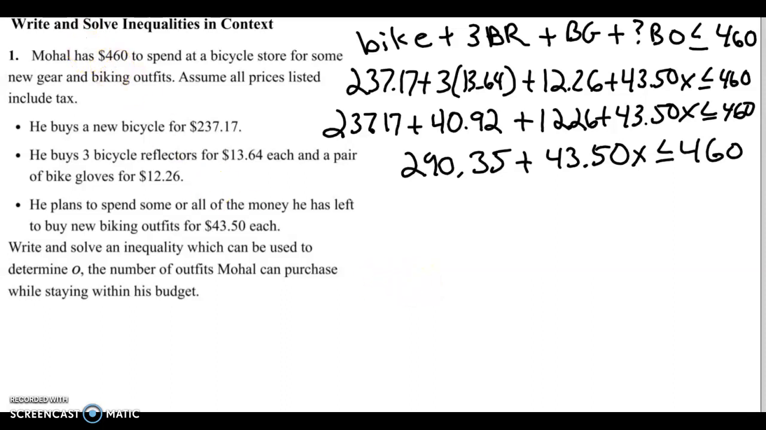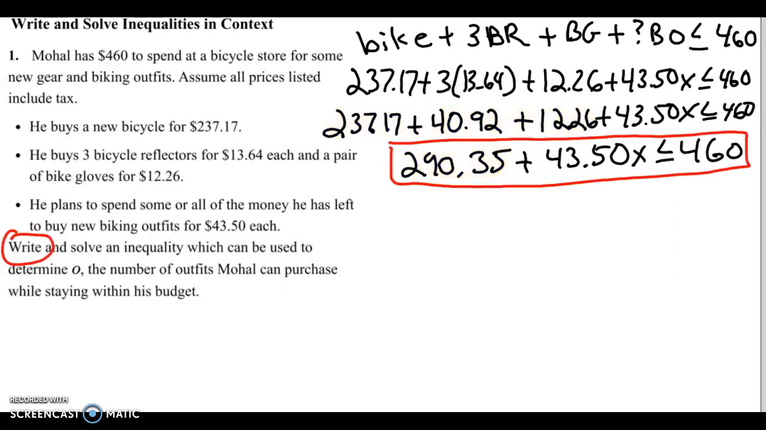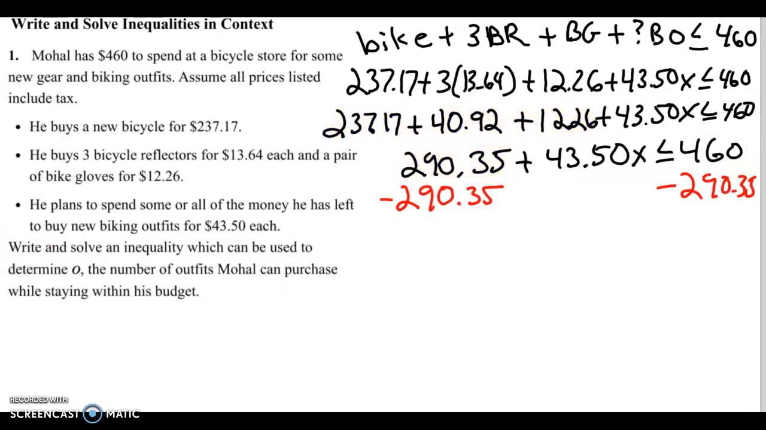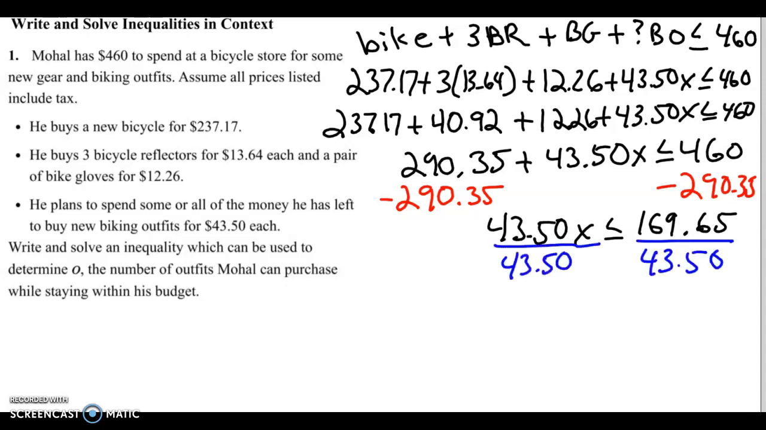All right, and now we're just going to solve. We're going to subtract on both sides. We're going to bring down the 43.50x, and then divide. Notice we divide by a positive, so we don't change the inequality. And we get x is less than or equal to 3.9. And they want you to put 3.9, but really you can't buy 3.9 outfits. So the most they could buy is 3.